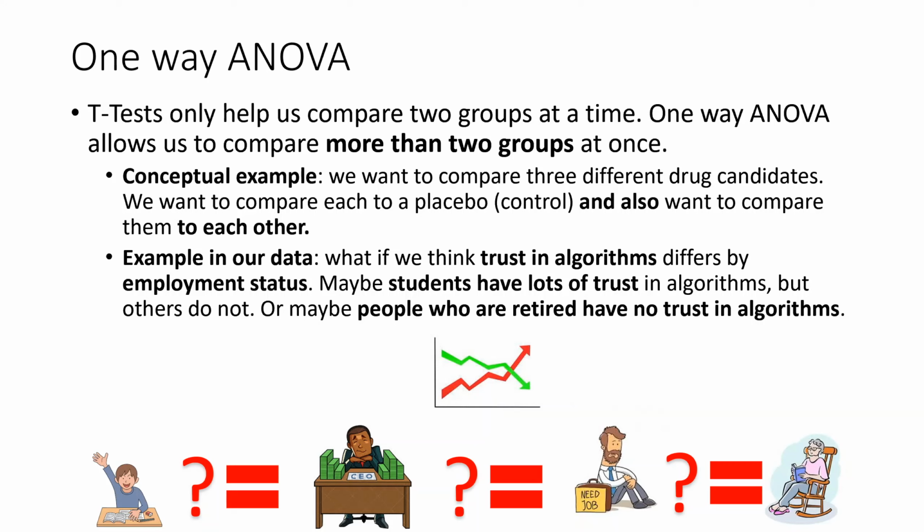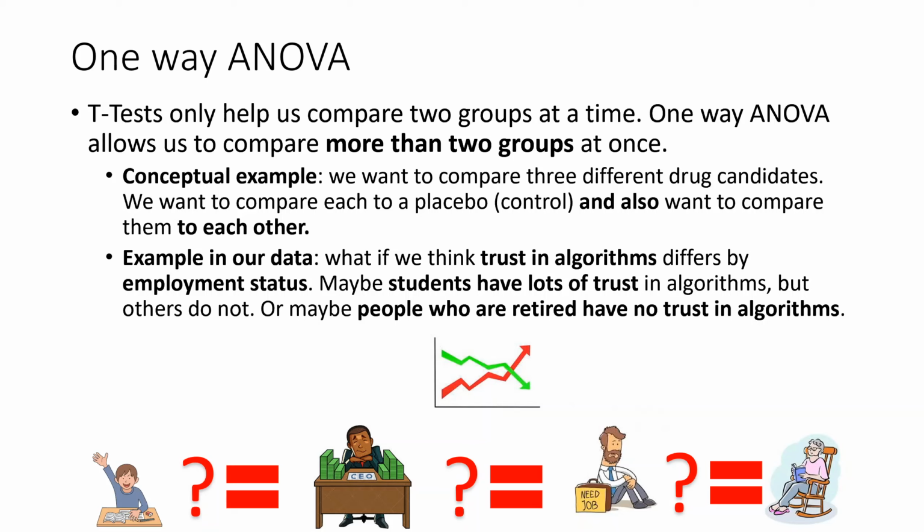So a better conceptual example would be like what we looked at in the first slide, where we had a placebo and then two treatment drugs. There we have three groups. We have the placebo, the control, and then we have drug A and drug B. And we want to compare all three to each other at once. And we can't do that with a t-test, but we can do it with one-way ANOVA.